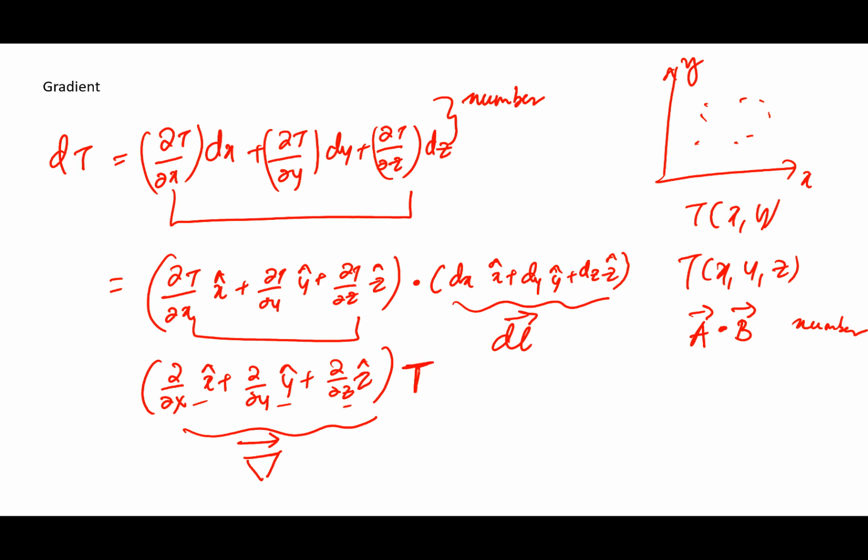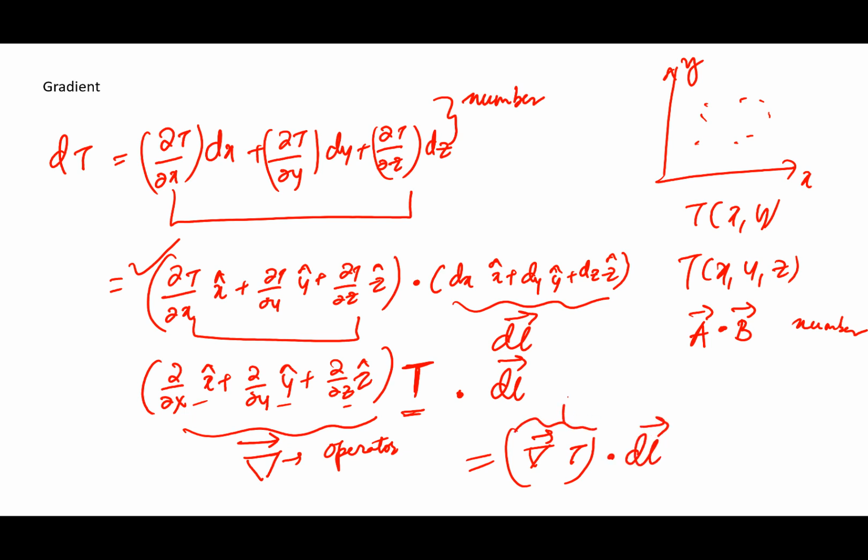And this is operating on T. It is not multiplying T. It's operating on T. T is a scalar field here. It takes a scalar field as an input and spits out a vector field as an output. So we're taking the scalar field T and generating a vector field. So this is a vector operator dot dl. I can write this as gradient of T dot dl. The inverted del operator acting on the scalar field is what we call the gradient.